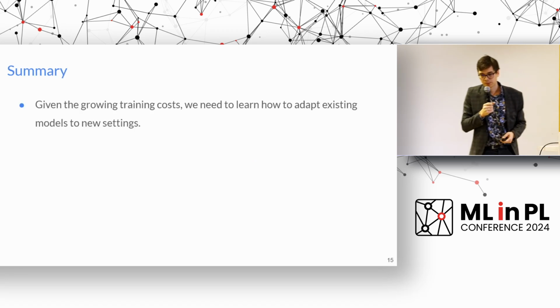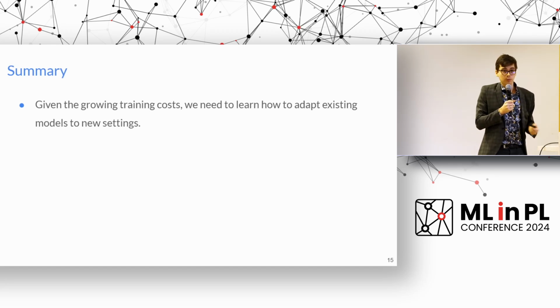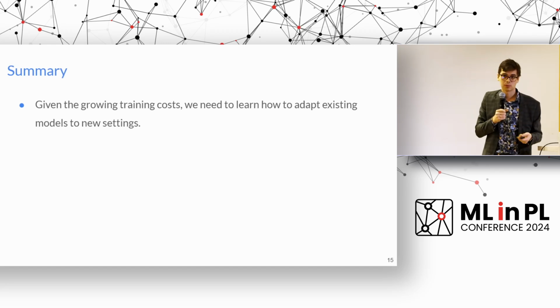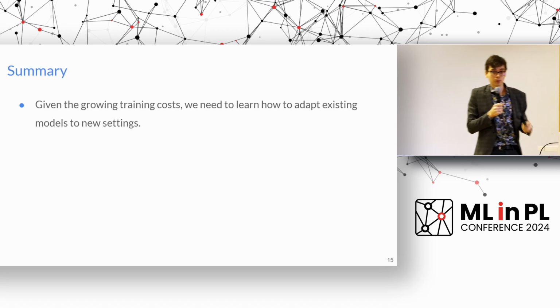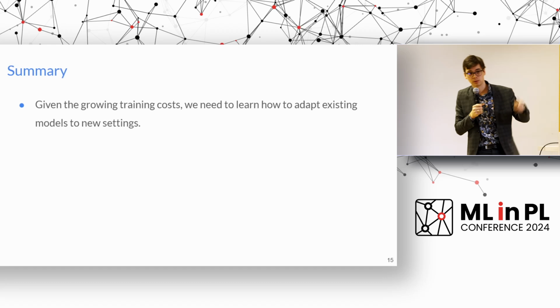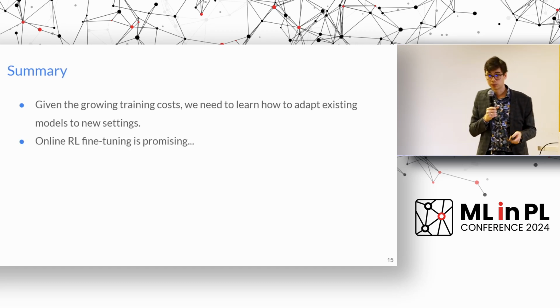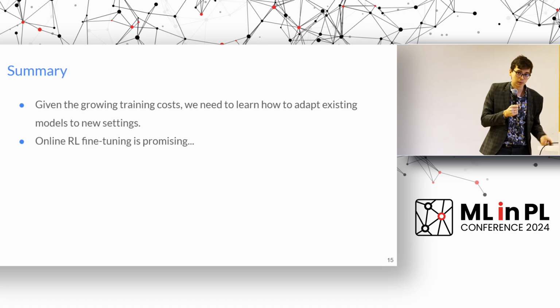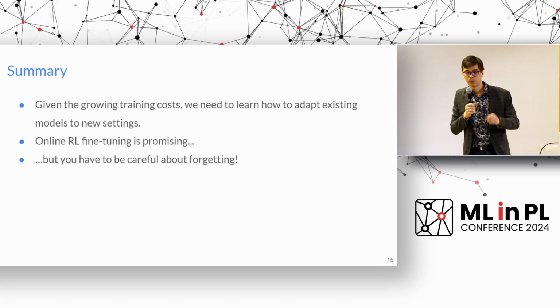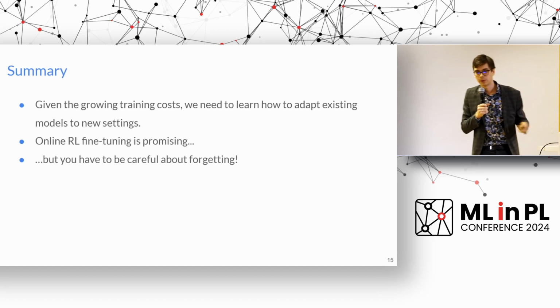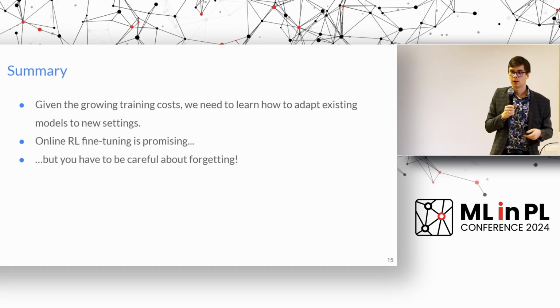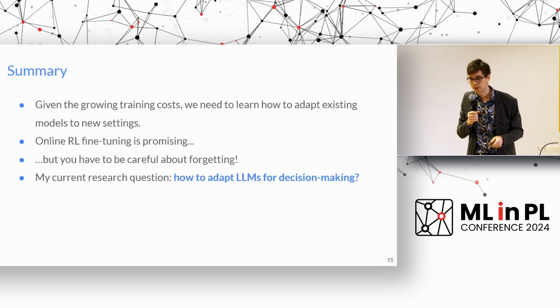And now for the quick summary. I would argue that given how expensive the training of deep learning models has become, we really need to learn how to adapt existing models to new settings so that we are not constantly retraining them. I would argue that online RL fine-tuning is a promising way to do adaptation. But if you want to do online RL fine-tuning, then you have to be careful about forgetting. You have to make sure that forgetting doesn't hinder the fine-tuning process.